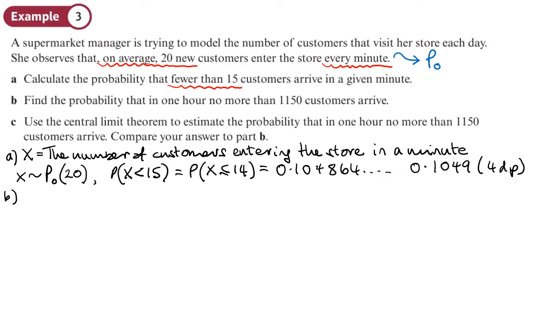Part B. Find the probability that in 1 hour, so our time scale has changed, so we need to set up a new random variable, no more than 1,150 customers arrive. So let's set up Y since it's the next letter in the alphabet, and this will be the number of customers entering the store in an hour.